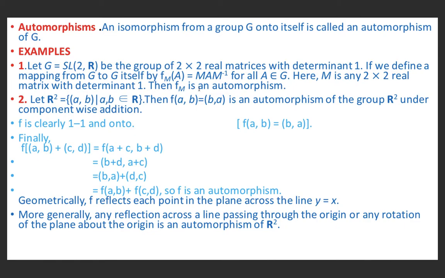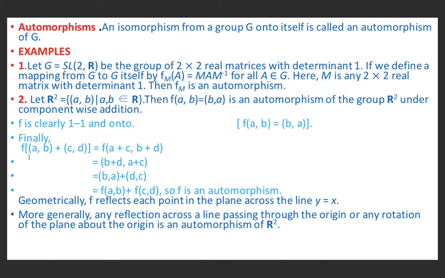Now the second example is, let R square be the set of pairs (a,b), where a and b are real numbers, and a mapping f from G onto itself is defined as f(a,b) equal to (b,a). Then this mapping f is an automorphism of the group R square under component-wise addition. So let's see. If we define f(a,b) equal to (b,a), clearly f is 1-1 and onto. The operation here is component-wise addition.